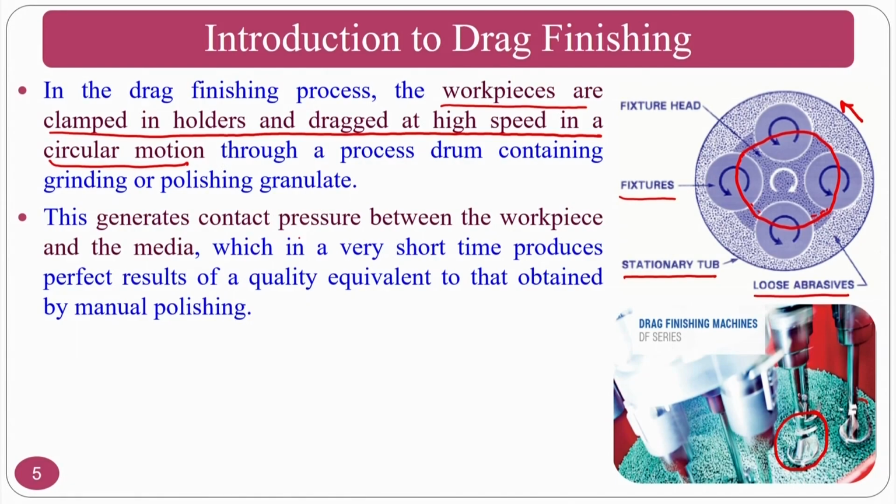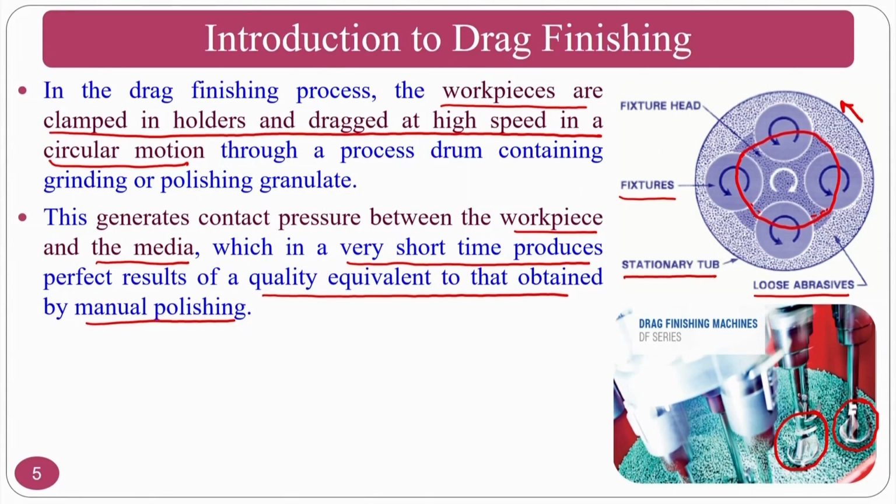This generates contact pressure between workpiece and the media, that means the abrasive media, which in a very short time produces results equivalent in quality to those obtained in a manual polishing process. These are all automatically polished things. If you want to polish what you are seeing here, these knee implants that are fabricated from SS316L or titanium or some other materials, normally you can go for manual polishing, hand polishing. In order to avoid that, you can go for automatic machines.